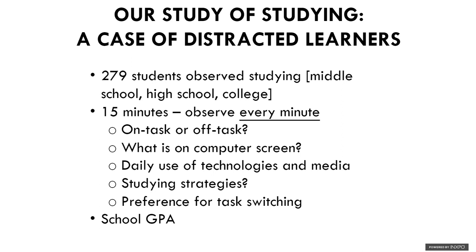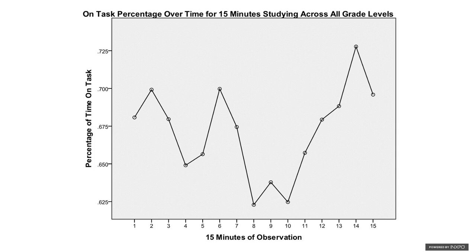We asked a question about whether they preferred to either work on something until it was done, or work on a task for a little bit and switch to something else and then switch back, called task switching or multitasking. And then finally, we asked them their grade point average. That'll come in handy in a few minutes here.